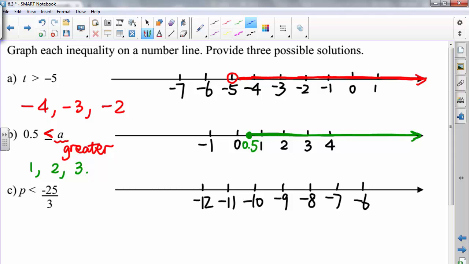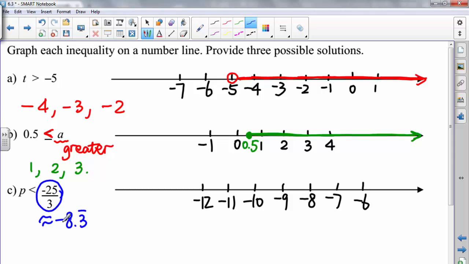The last one, P is less than -25/3. Some students will have trouble locating this number on the number line. If you have trouble locating this fraction on the number line, let's change it to a decimal. -25/3, the decimal should be -8.3333 forever. It's a repeating decimal.